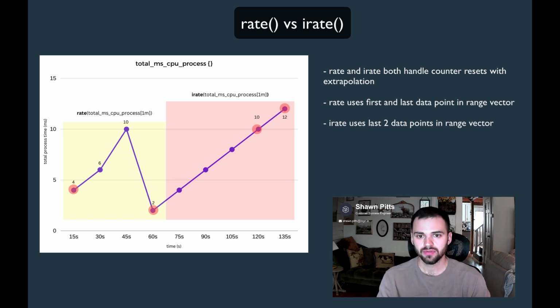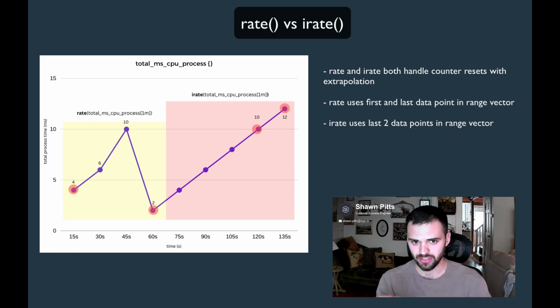Now, rate grabs the first data point and the last data point of our range vector. However, irate works a little bit differently, where it actually grabs the last 2 data points only. So, if we look at this graph here, you can see that rate is going to calculate the slope based on this 4, 6, 10, 2, where it's going to bring 2 up to 12 because it's calculating that extrapolation like we talked about earlier. And then it's going to calculate the slope based on 4 and 12.